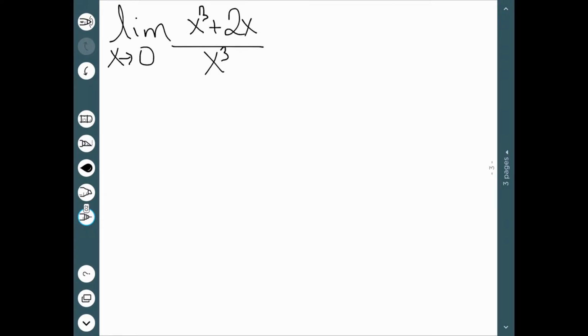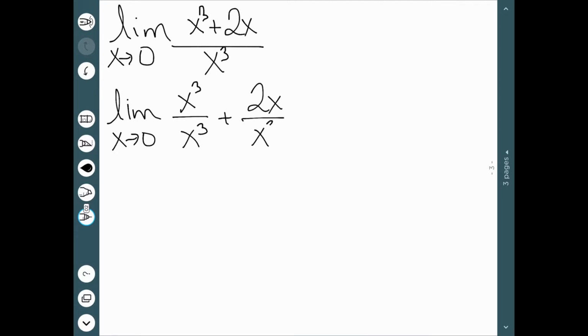Now let's look at this one. The limit as x approaches 0 of x cubed plus 2x over x cubed. Well, we still get a 0 over 0. There's nothing to rationalize, so rationalizing the denominator won't help, and we can't really factor. However, we can use a different method, which is called splitting the fraction. I'm going to rewrite this as the limit as x approaches 0 of x cubed over x cubed plus 2x over x cubed. Now, as I try to simplify this, x cubed over x cubed is 1. And here I can cancel one of the x's and get 2 over x squared.